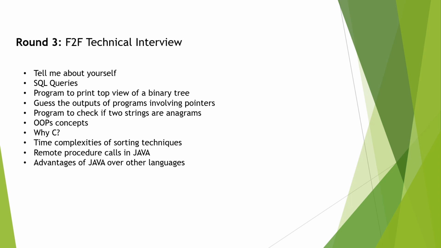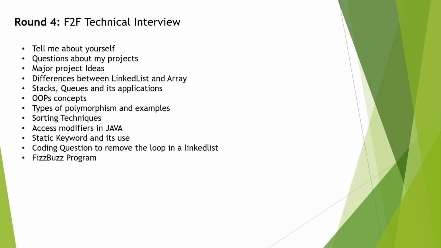Round 4 is also a technical interview. The first question is to tell about myself. So I introduced myself, and then he asked me some questions about my projects for 25 minutes. He also asked me about my major project idea, and I explained the outline of my major project and why we chose that. Then he asked me to differentiate between a linked list and arrays. Again, it's a famous question. Then he asked me about stacks, queues, and their applications related to coding.